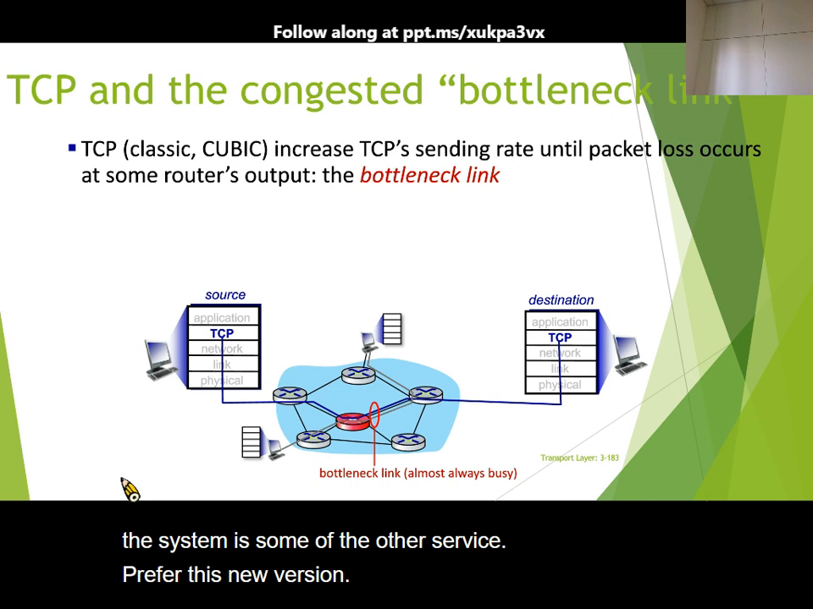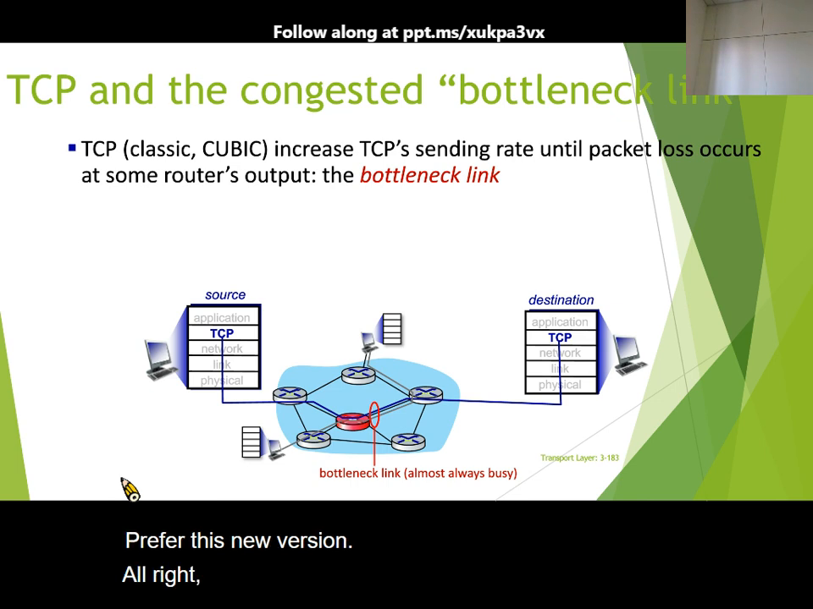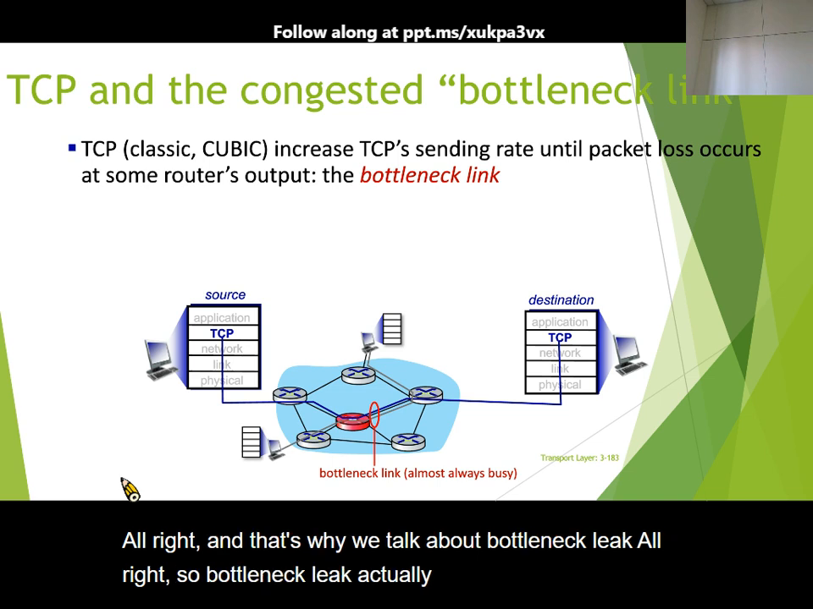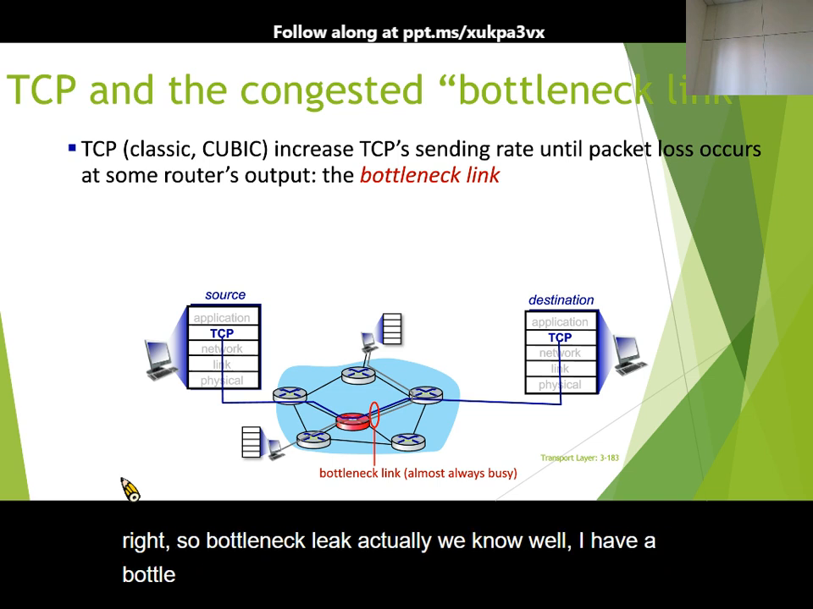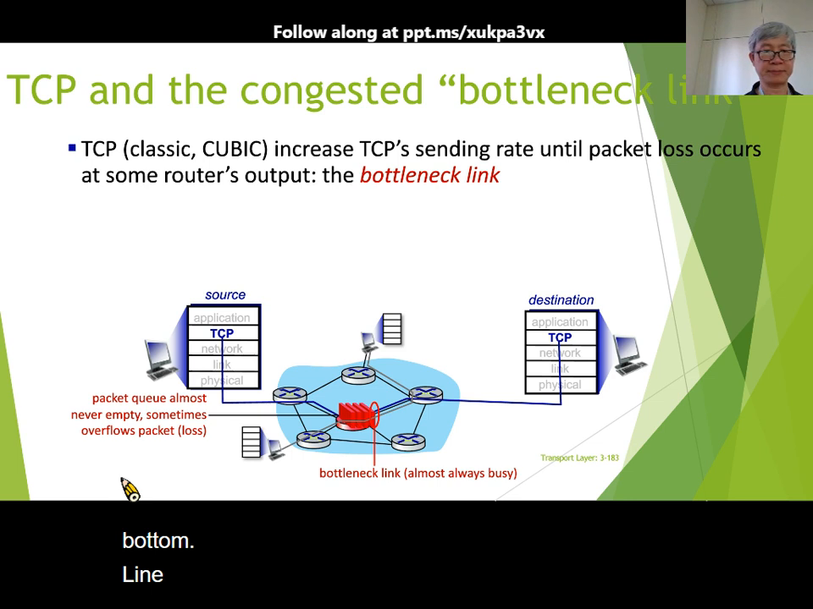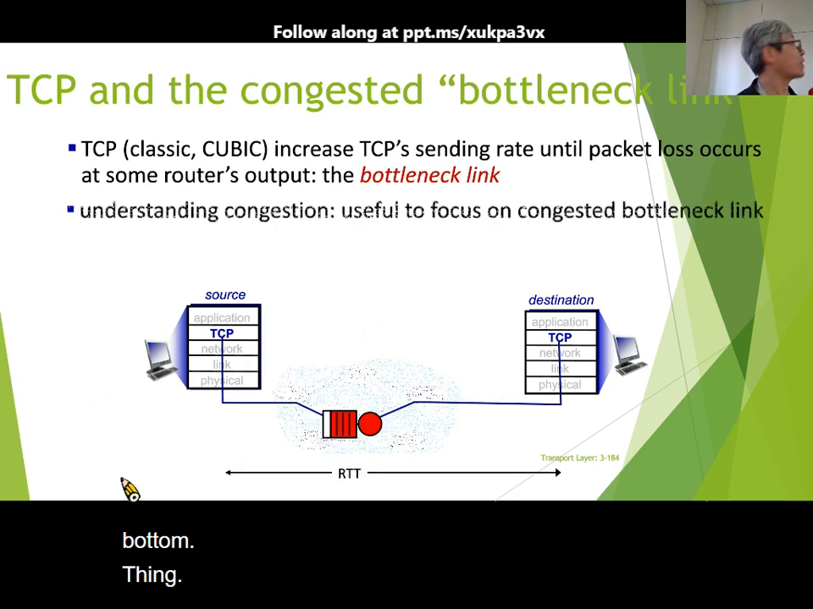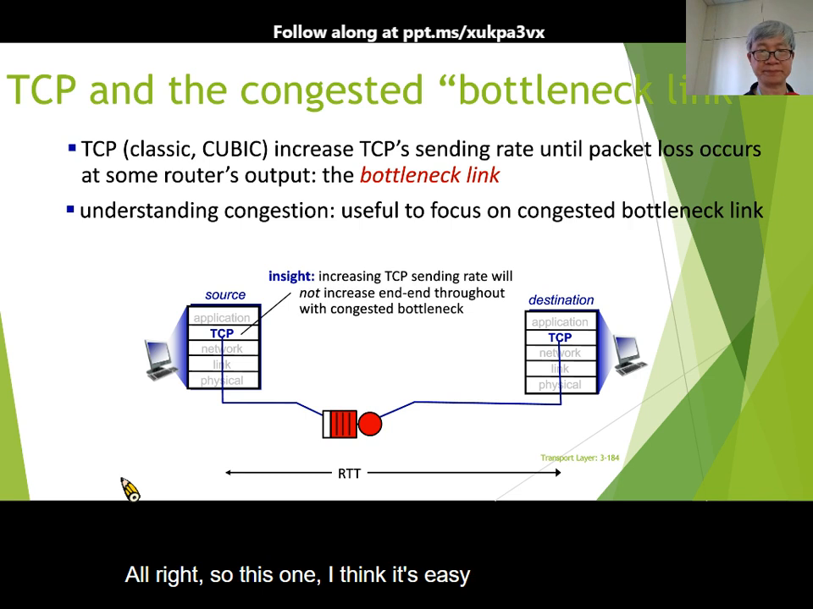Alright, and next we talk about the bottleneck link. Why do we have a bottleneck? Suppose, for example, congestion, so it will be the bottleneck link. This one I think is easy to find. If we have a bottleneck, then how do we increase the rate? This is the concept here.